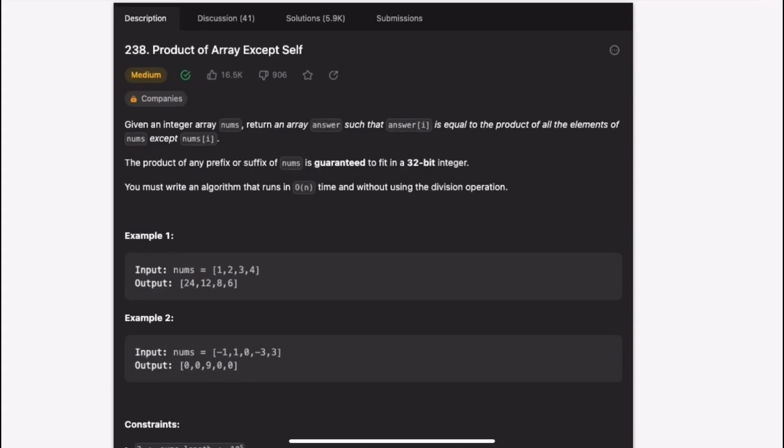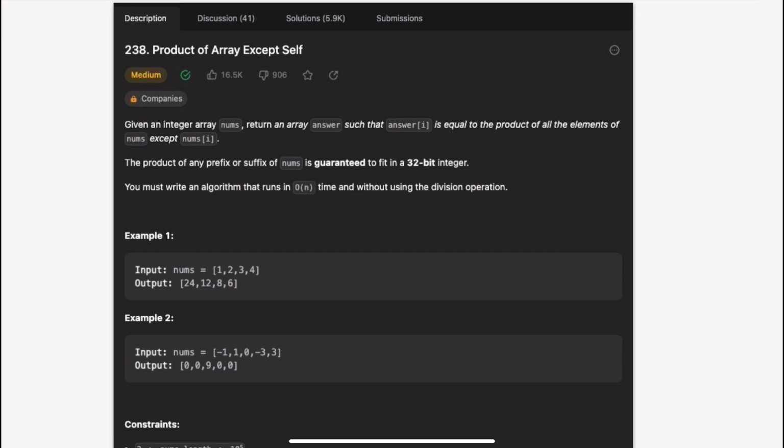Hey everyone, so today we'll do a question named product of array except self. So let's first understand what this question is saying. We have been given an array nums, right? And what we have to do is find the product of all the elements of the nums except the number itself on that position.